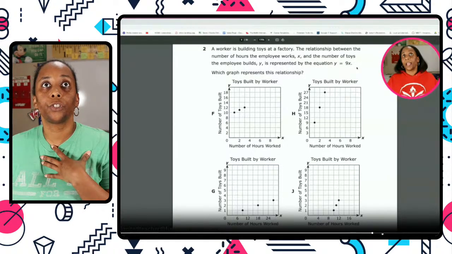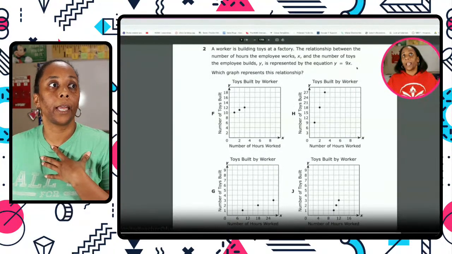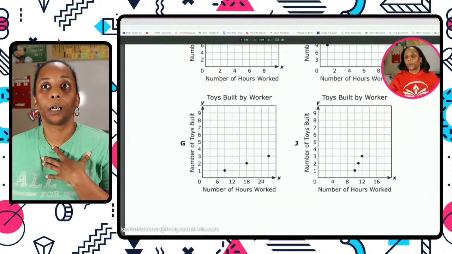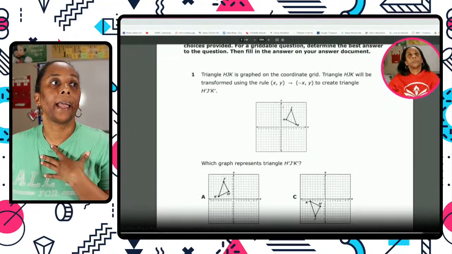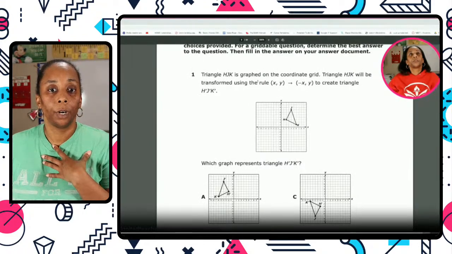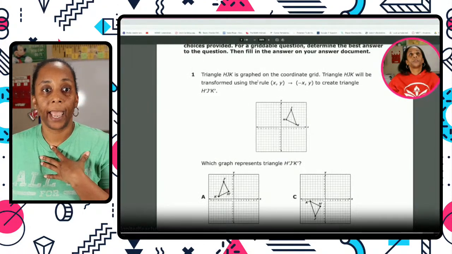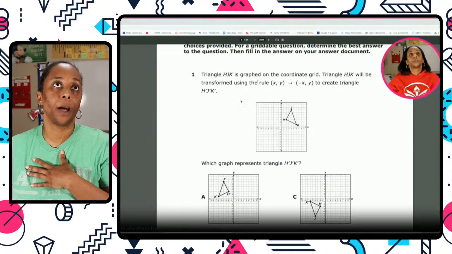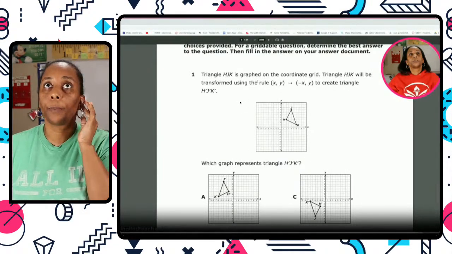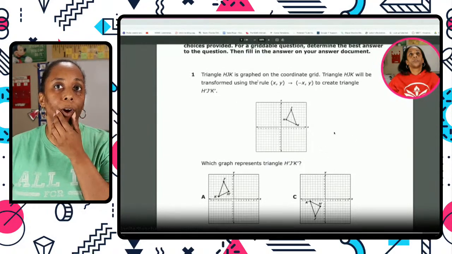So I went on in here and also gave an example of how to solve this problem. Now, this is an eighth grade problem. It is a reflection problem.